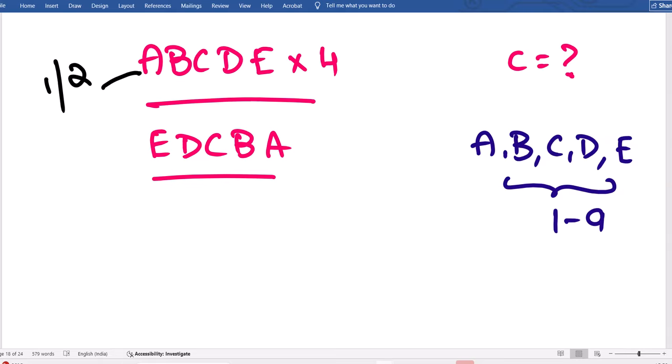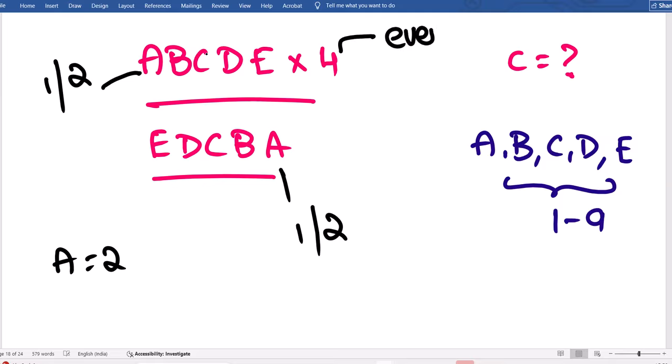But then why only 2? If A is 1, any number multiplied by 4, an even number, should be even only. Why not 1? A must be 2 because 4 is an even number. Even number multiplying any other number should result in even only. Units place cannot be 1. So A value 2 is fixed.